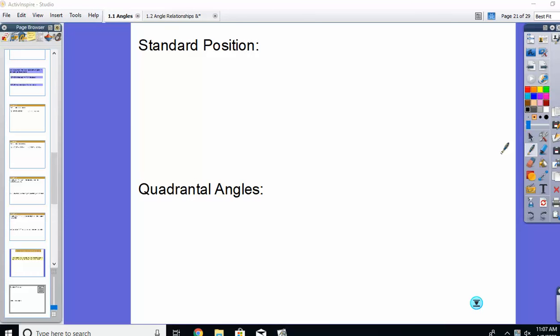We need to talk a little bit about what standard position is when we are going to talk about our coterminal. When we graph our angles, we are always going to graph them the same way. If an angle is in standard position, if you draw your x and y axis, that means the vertex is at the origin. The initial side is going to be the positive x-axis. And then your terminal side can be anywhere else.